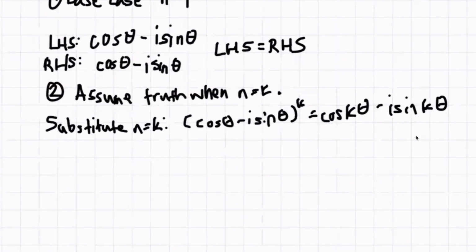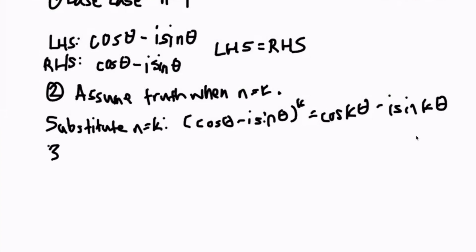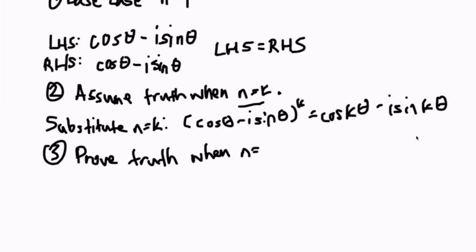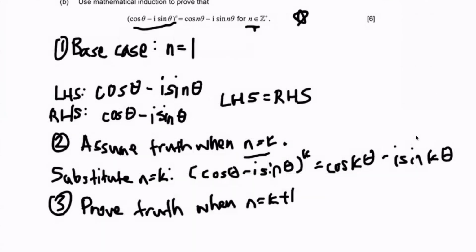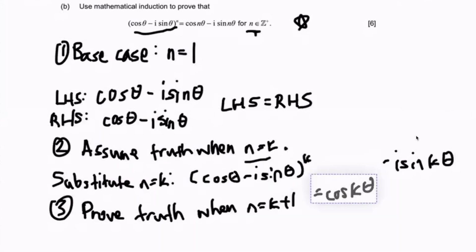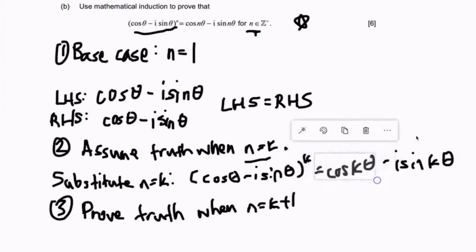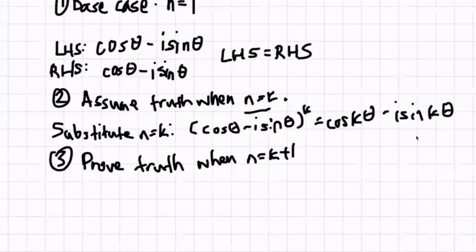We'll move on to our third step now, which is, of course, our inductive step. And that's basically saying, well, if the statement is true for n is equal to k, what we need to do now is we need to prove that the statement is also true when n is equal to k plus 1. And again, what does this mean? Well, that just means that we're going to substitute n as k plus 1 in the equation we have above. And hopefully that makes a bit of sense.